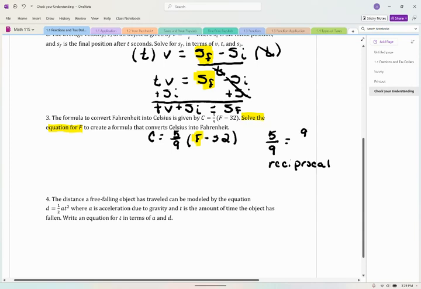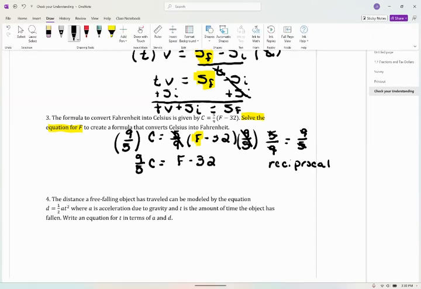So 5 over 9 becomes 9 over 5. Because what happens is these are going to cancel to become 1. Okay, so I'm going to multiply both sides by the reciprocal, 9 over 5. So I get 9 over 5 C equals, if I put this in Desmos, it becomes 1. We just saw that over here. F minus 32.